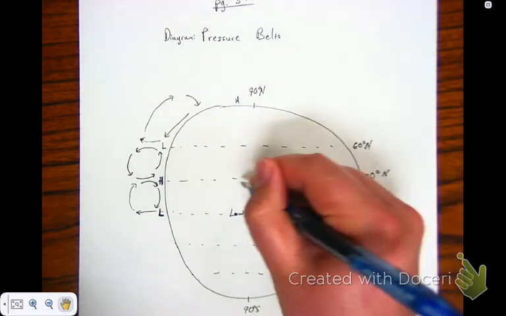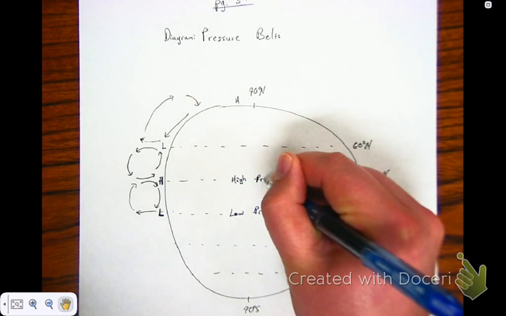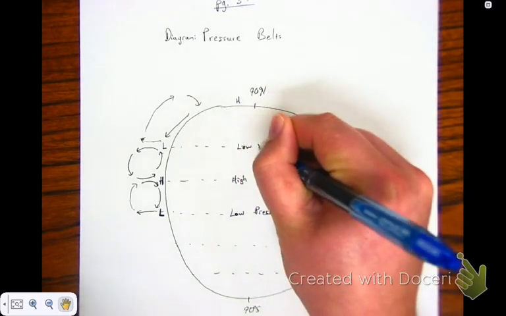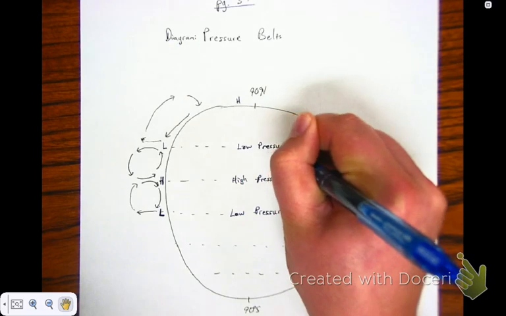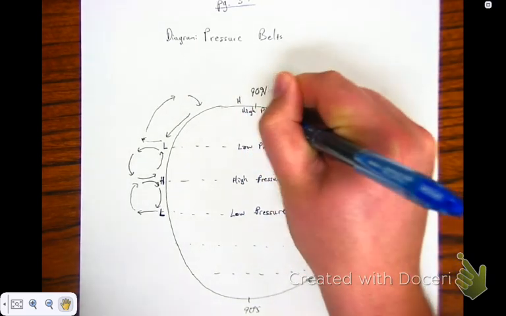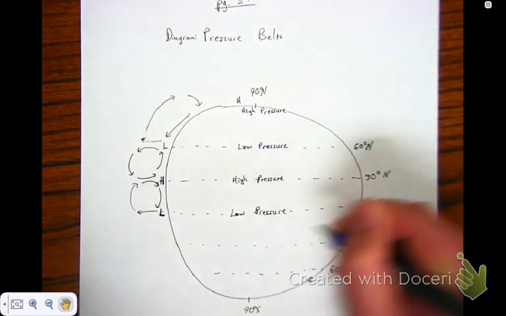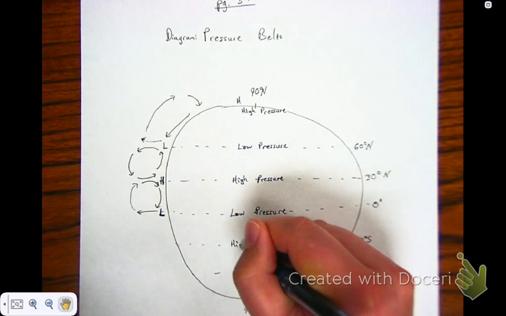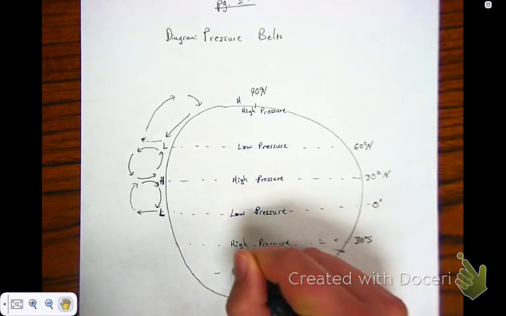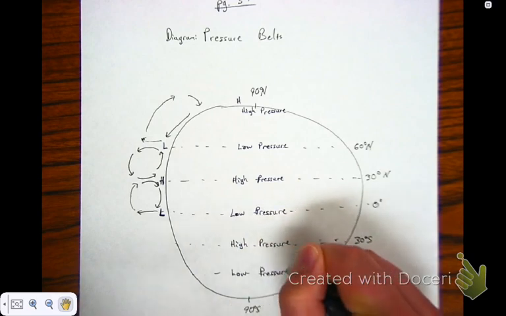So we can go ahead and fill this in. So this is high pressure here, low pressure along this band, and then high pressure at the North Pole. And then we can go ahead and do the same thing for the southern hemisphere. So we have low pressure at the equator, high pressure on this band, low pressure on this band, and again high pressure here.